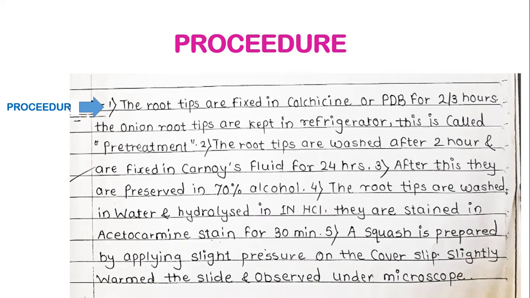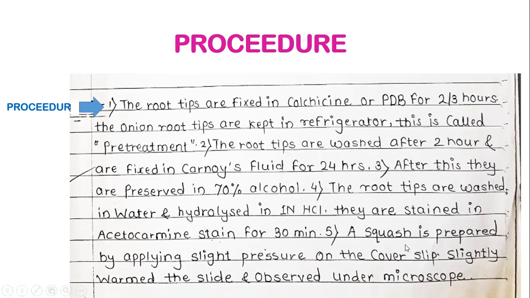Because of that, the root tip will become a squash. You will slightly apply pressure with the help of your thumb. Not too hard, otherwise everything will be crushed along with the cover slip. Slight pressure, or the back side of the pencil or your forceps. Tap it so that the cells of the root tip spread properly, making a squash.